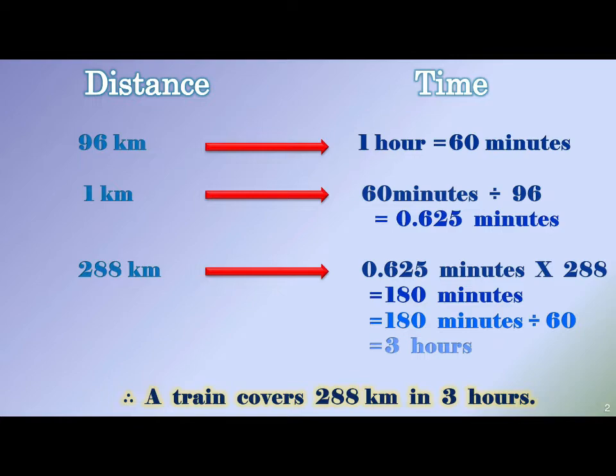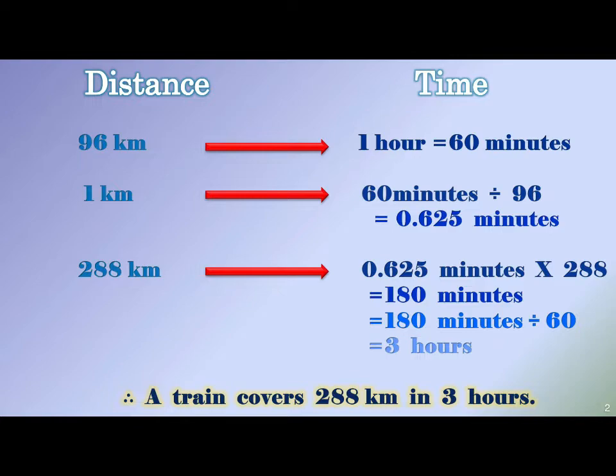We can easily simplify it by converting it into minutes. There are 60 minutes included in 1 hour. Next, we should find the time for 1 kilometer. So, divide 60 minutes by 96. Then we can get the answer as 0.625 minutes. After that, you can find the time taken to cover 288 kilometers when multiplying the time for 1 kilometer by 288. Then the answer is 180 minutes.